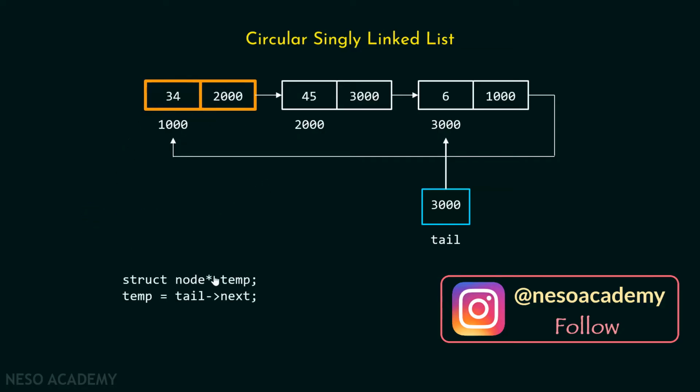For this purpose, I'll keep a temp pointer which must point to the first node of this list. That's why I'm writing these two lines of code. That is struct node star temp, which will actually declare a temp pointer. And then after that, temp is equal to tail next, which will update the temp by the address of the first node.